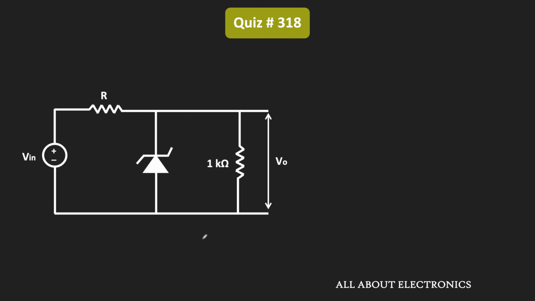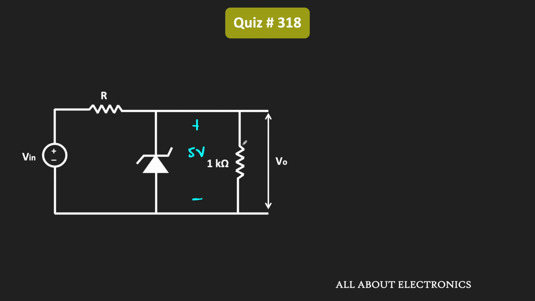So in the given circuit, as far as the current through the Zener diode is between Iz minimum and the Iz maximum, then it will operate in the breakdown region. That means in that case, the voltage across the Zener diode will remain 5 volt. Or in other words, the output voltage will remain 5 volt.